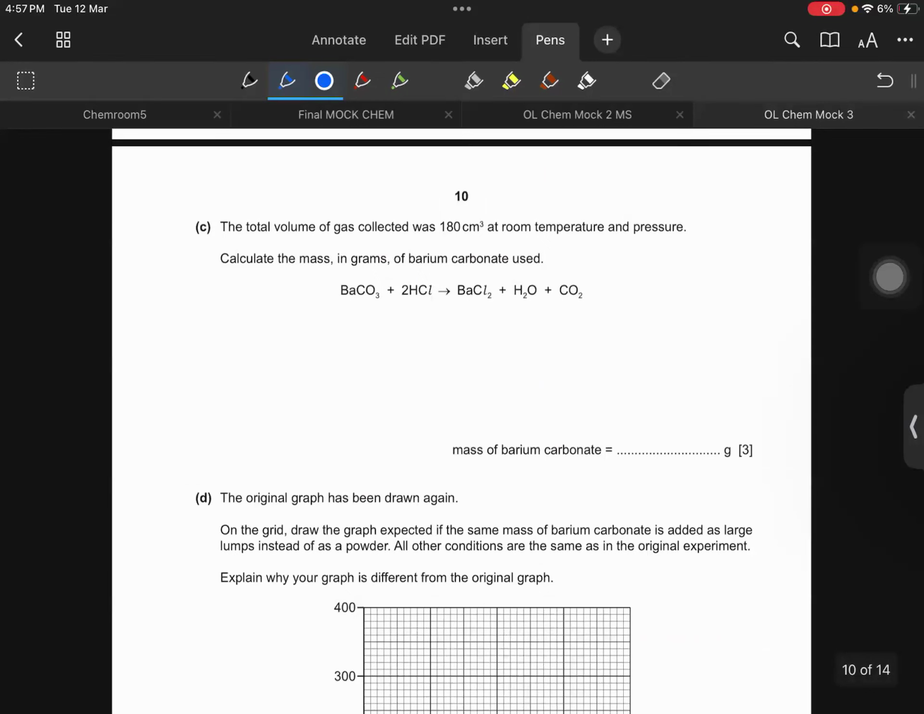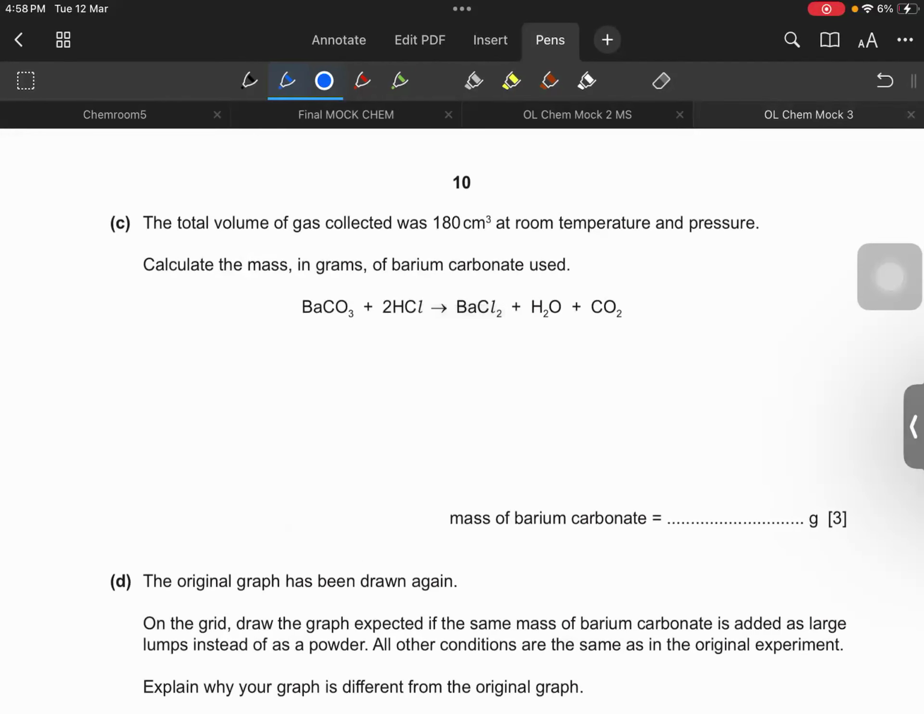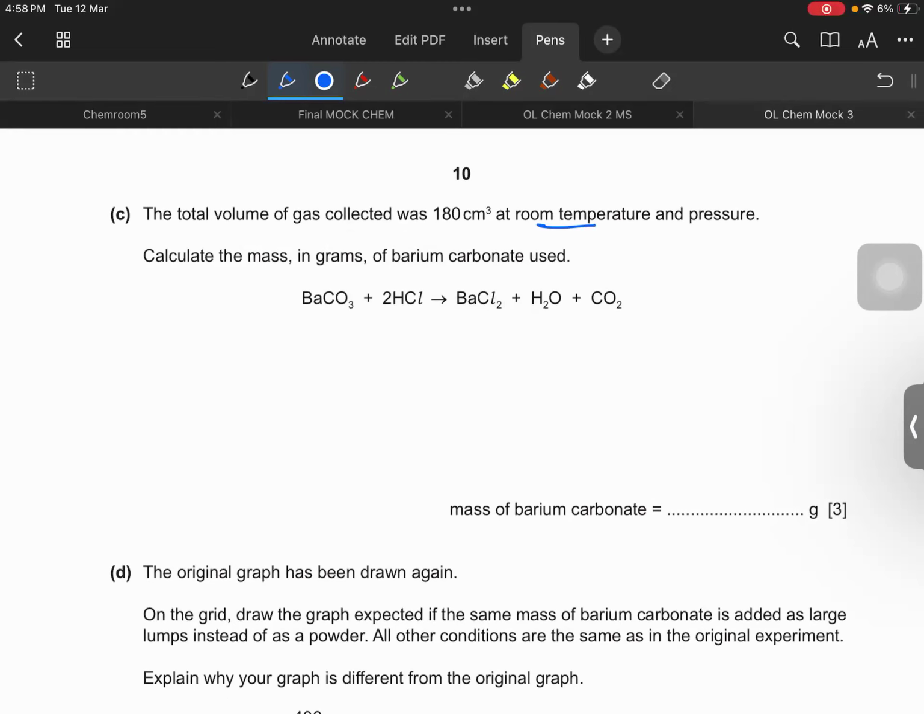The total volume of gas collected was 180 cm cube. Calculate the mass of barium carbonate. Are you going to do this? The gas collected is not H2O and CO2 added together, no. 180 at room temperature. At room temperature, so CO2 only. Yes, obviously. Number of moles is equal to volume over 24, then we will use that 24. Are you sure?